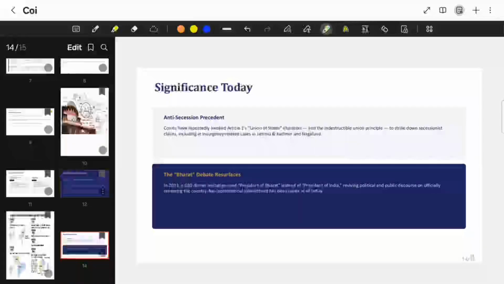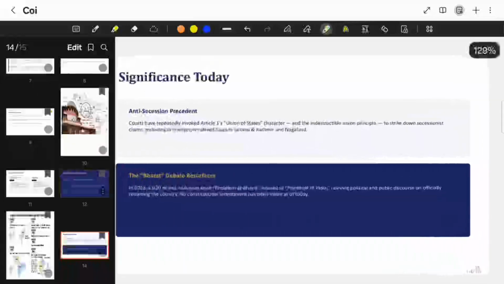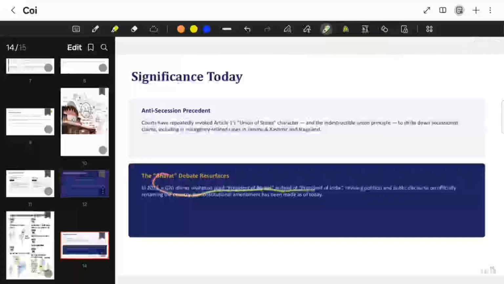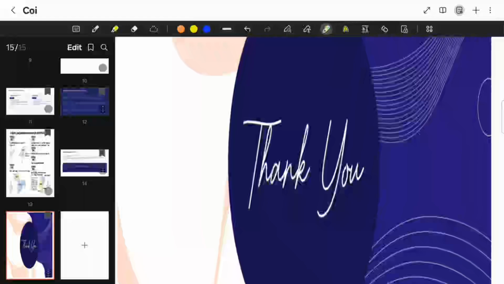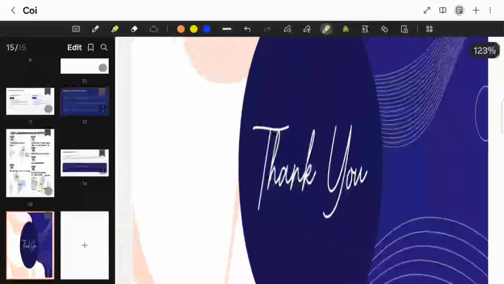Secondly, remember the India-Bharat naming debate from 1949? It came roaring back in 2023 countrywide when a G20 dinner invitation referred to the President of Bharat instead of the President of India. It reignited the public and political debate about whether India should be officially renamed. As of now, no constitutional amendment has actually been made, so Article 1 still reads exactly as it did in 1949. These articles, from Ambedkar's indestructible union to today's Gorkhaland talks, aren't history, they are happening right now.